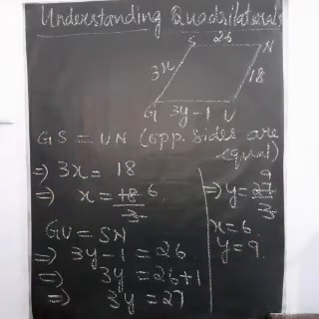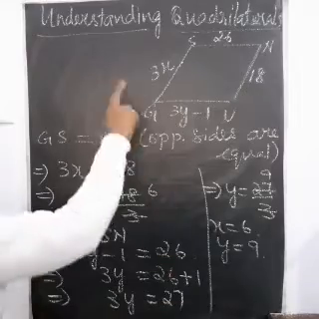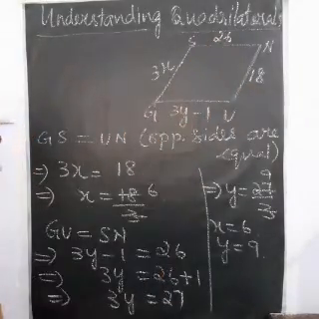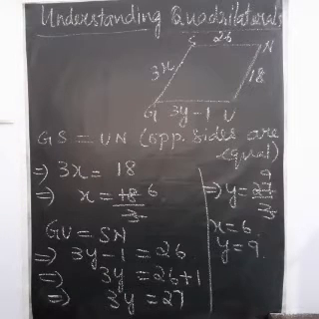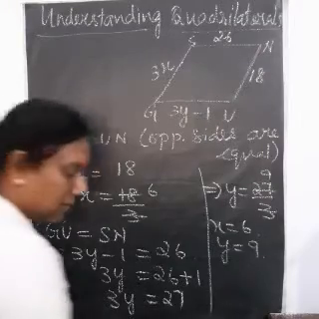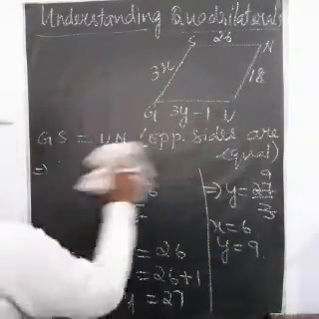Now supposing they ask you to find the sides, then you must multiply and write this. So this will be 18 and here it will be 18. Here it will be 26 and here it will be 26. Have you understood how to find the sides using the properties of a parallelogram? Now let us do one more sum.